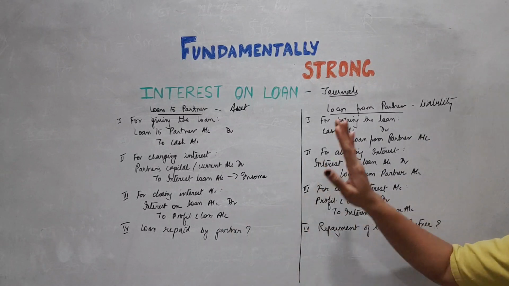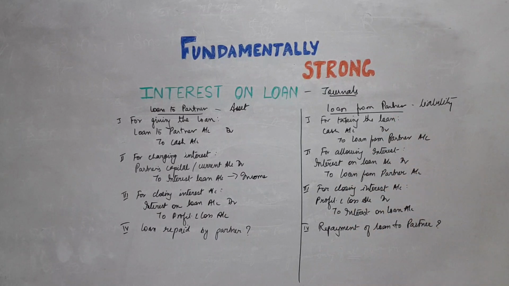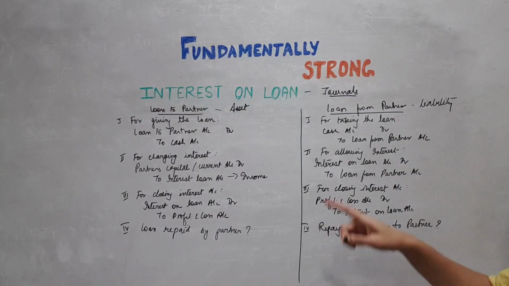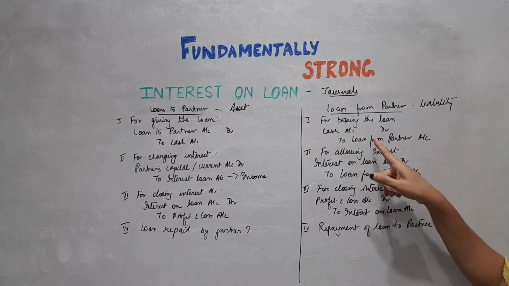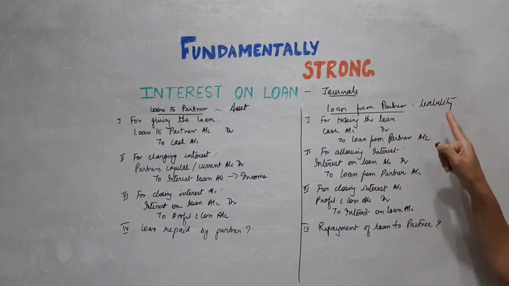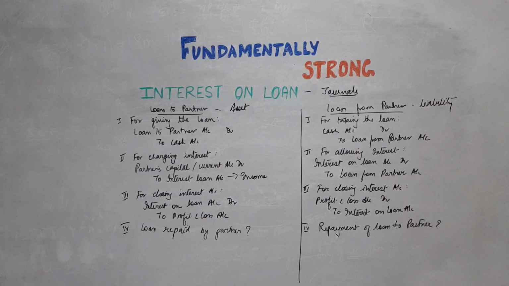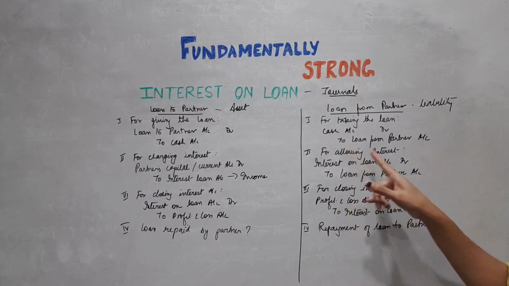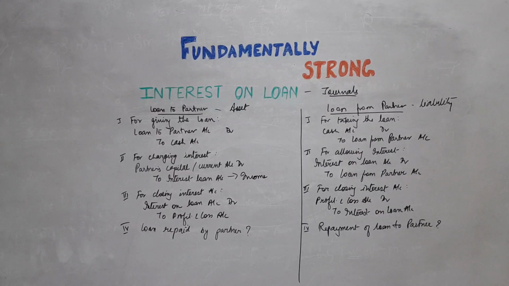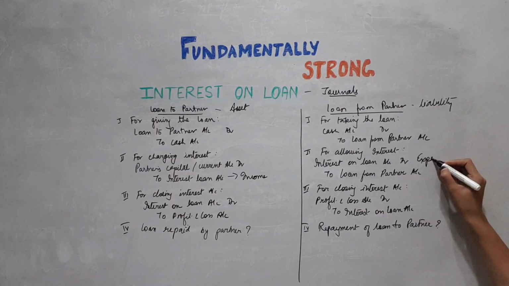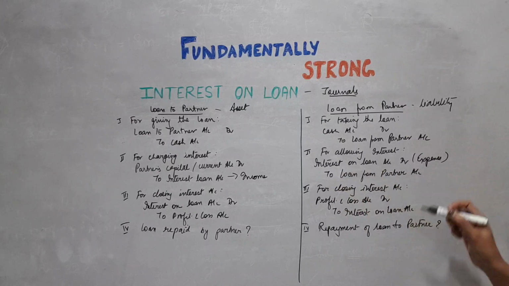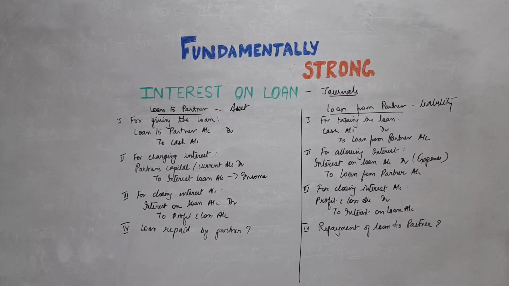Now, I'll come to this later. Come to this side. For taking the loan, we are getting cash. Cash is increasing, so debit cash. Credit the loan from partner, it is a liability. All liability accounts are credited when they increase. For allowing interest, interest on loan here is an expense for me. So debit all expenses and losses. That's the rule for the accounts. Interest on loan will be debited here and credited to loan from partner.